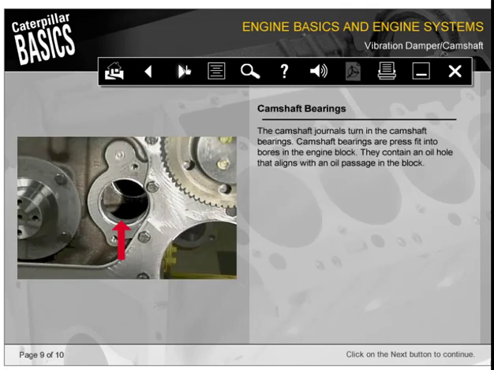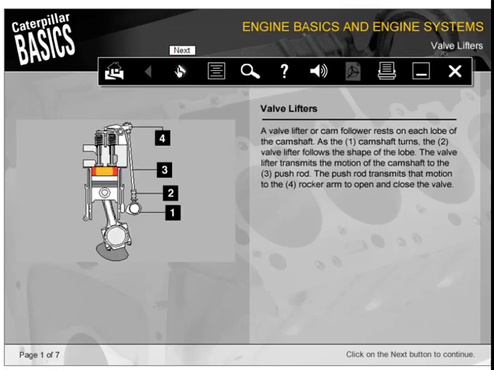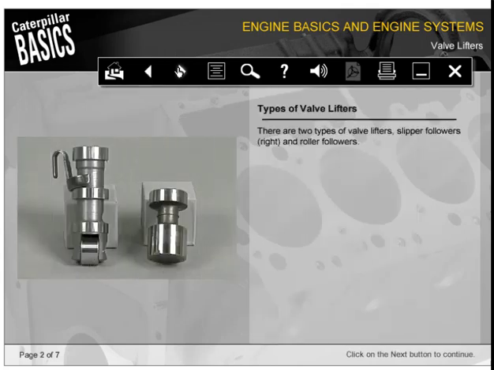The camshaft journals turn in the camshaft bearings. Camshaft bearings are press-fit into bores in the engine block. They contain an oil hole that aligns with an oil passage in the block. A valve lifter or cam follower rests on each lobe of the camshaft. As the camshaft turns, shown here as number 1, the valve lifter follows the shape of the lobe. The valve lifter transmits the motion of the camshaft to the pushrod. The push rod transmits that motion to the rocker arm to open and close the valve. There are two types of valve lifters, slipper followers and roller followers.